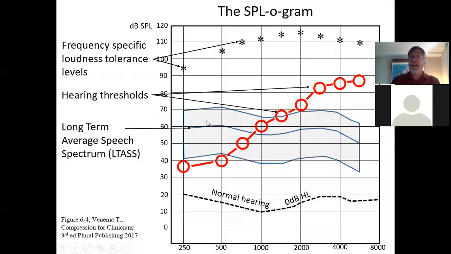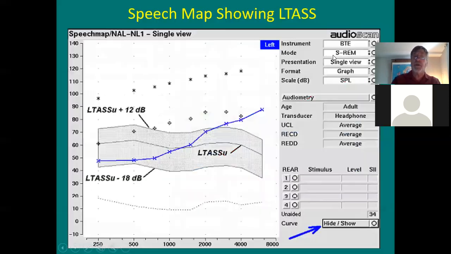Again, here's your unaided long-term average speech spectrum. You can see which parts are audible and which parts aren't. Of course, you'd want to lift this up here so it's sitting nicely in the person's dynamic range. And look at the long-term average speech spectrum, and we'll quickly review the fact that it's about 30 dB thick, okay, about 30 dB thick, and the mean average is not in the center of the range. It's 12 dB below the top and 18 dB above the bottom. How come it ain't right in the middle?